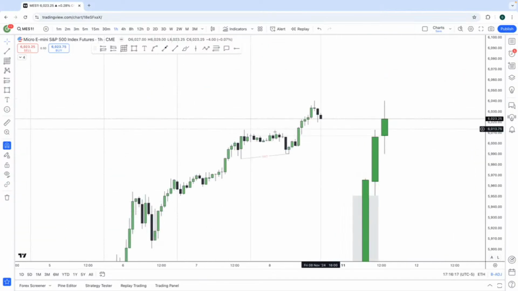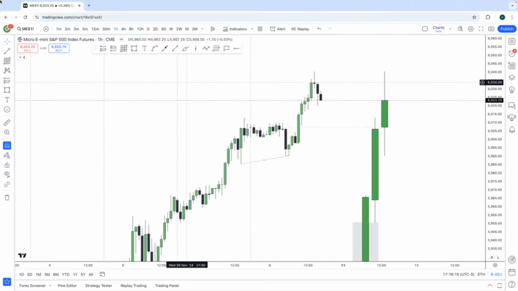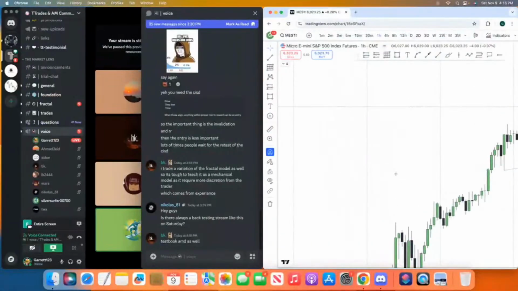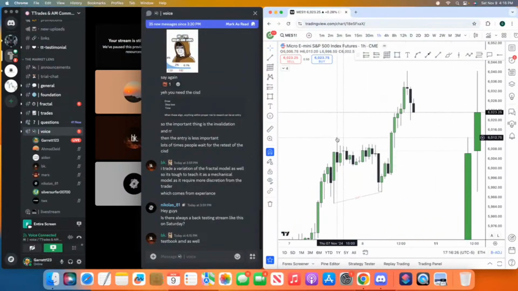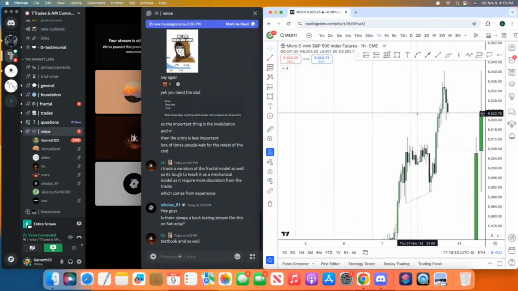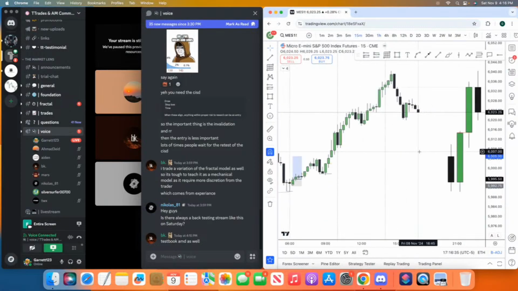But it was actually really clean this day. But as soon as this gets taken out, I'm personally not interested. As soon as we take out this draw on liquidity, I don't like to chase price. That's just not my thing, because then we're at all-time highs again, and I'm like, what do I target?